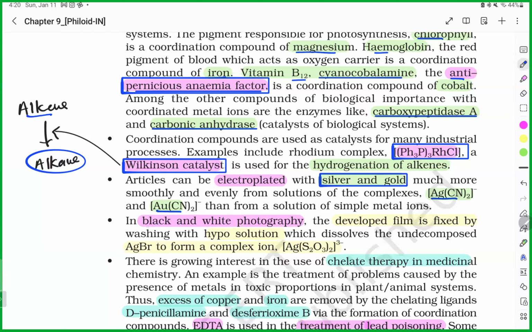Next, black and white photography. You must have studied this in 10th class, very first chapter. So there will be a special covering when you use the hypo solution, and AgBr will be there, and Ag can form this complex. So you are making a coordination complex or complex compound using AgBr in black and white photography.